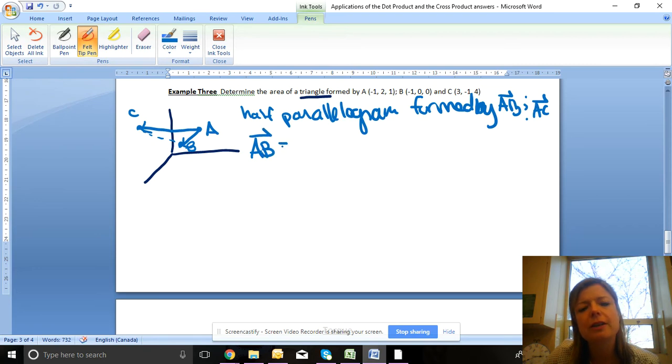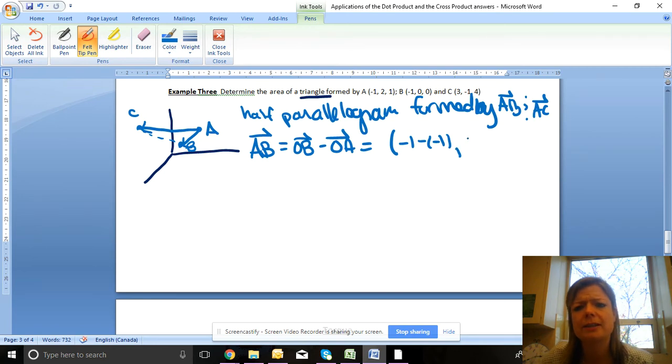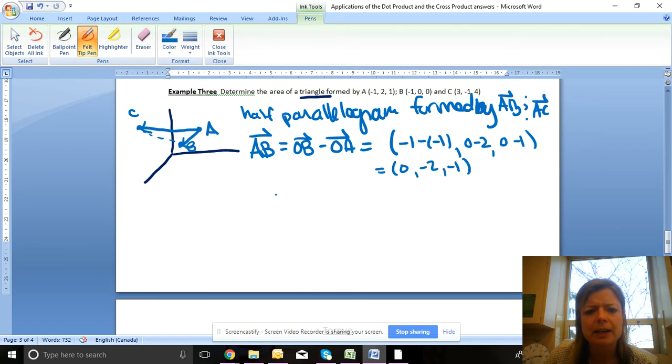So remember, to find the coordinates of vector AB, you do OB minus OA. Okay, so you subtract. So B is -1, and then minus A's -1, comma, 0 minus 2, comma, 0 minus 1. So AB is coordinate 0, -2, -1. And you can do a similar process to find AC, which would be 4, -3, -3.